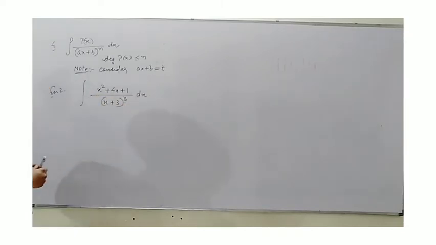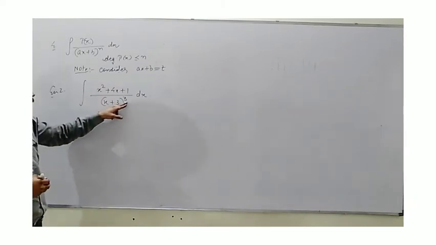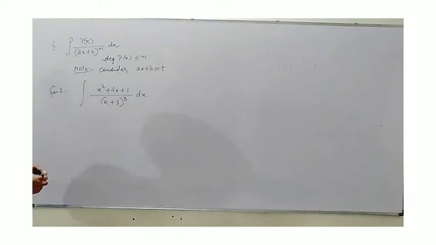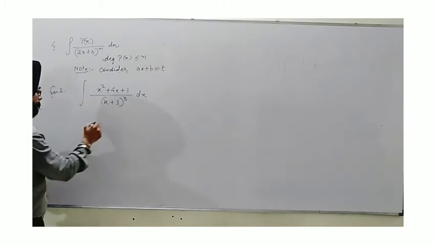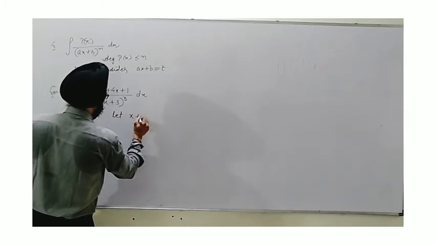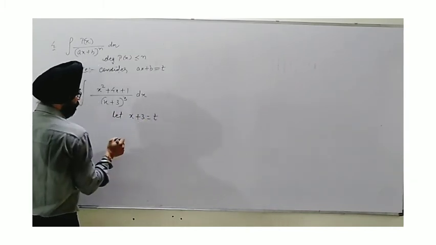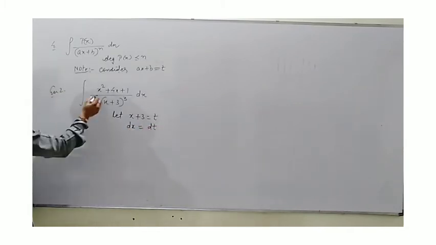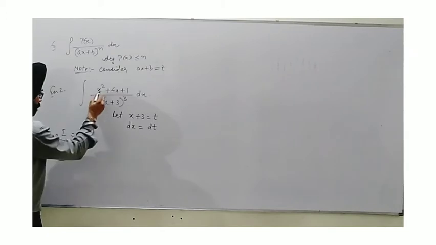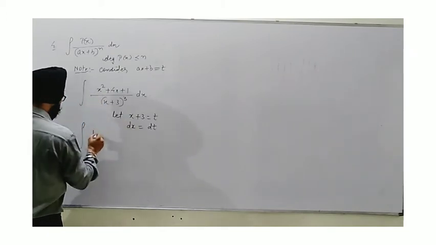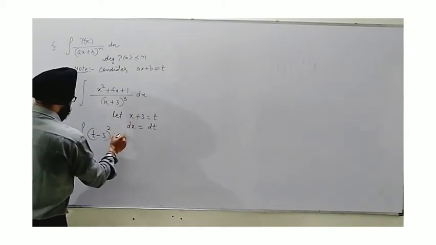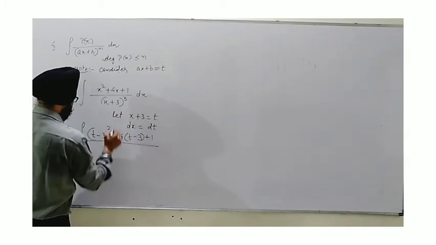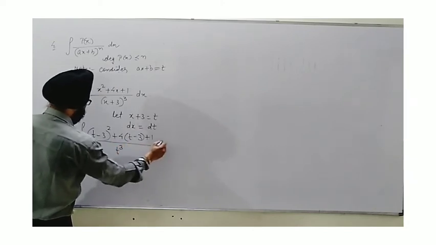So in this case, what to do? As I see, the power 3 is given on x plus 3, a linear polynomial. So by substitution I can consider this to be t. Then differentiating, I get dx as dt. Substituting all these values in the integral, x will be written as t minus 3, so we get (t minus 3) whole square plus 4(t minus 3) plus 1, over t cube dt.